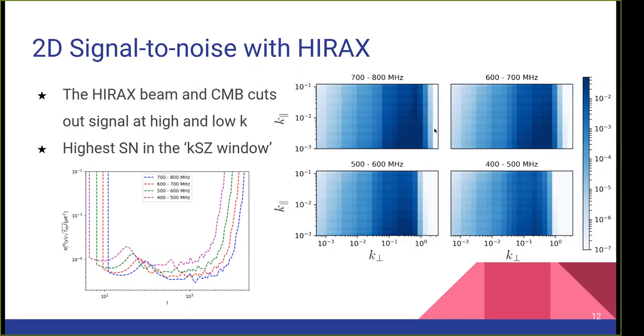As you go to lower frequencies, the noise cuts off more sharply at high K-perp, and that can be explained by referring to the plot at the bottom left. This is the HIRAX noise plotted for each of the 4 frequency bands, and the blue curve corresponds to the 700 to 800 megahertz band. So you can see that you have access to more high K-perp modes if you're looking at higher frequency bands.